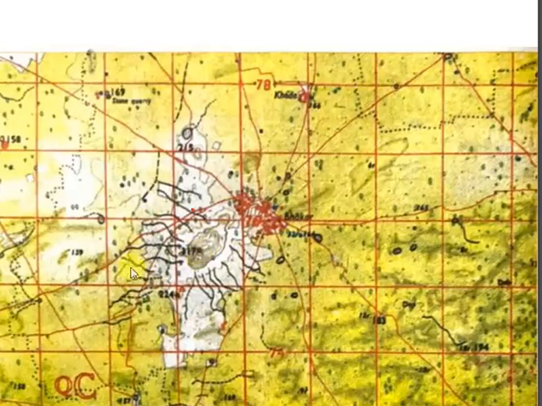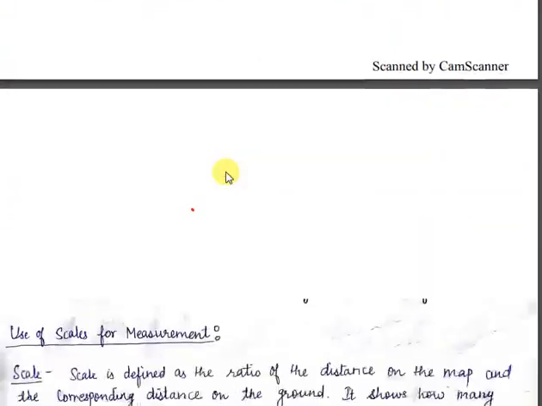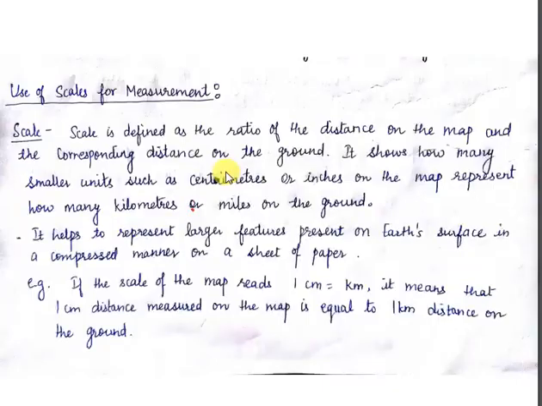Black color is used for the drainage pattern and other dry water bodies, and boundaries here are shown with the black color. So this is how we use the colors in the topo sheet and how a particular color is used for a particular feature. Next is the use of scales for measurement.